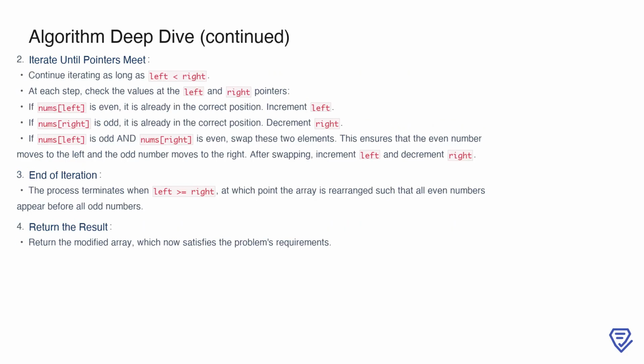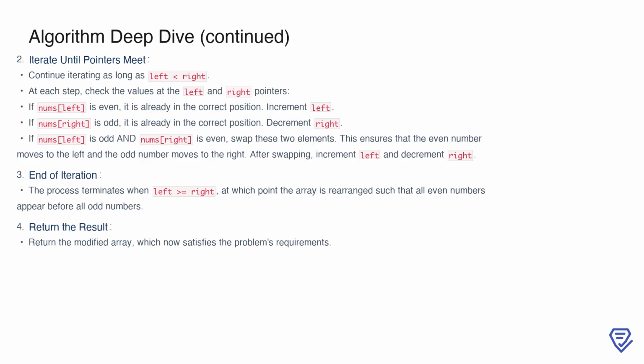Next, we iterate through the array as long as the left pointer is less than the right pointer. During each step, we examine the values at these two pointers. If the value at left is even, it's already in the correct position, so we simply increment the left pointer to move forward. Similarly, if the value at right is odd, it's also in its correct position, so we decrement the right pointer to move backward.